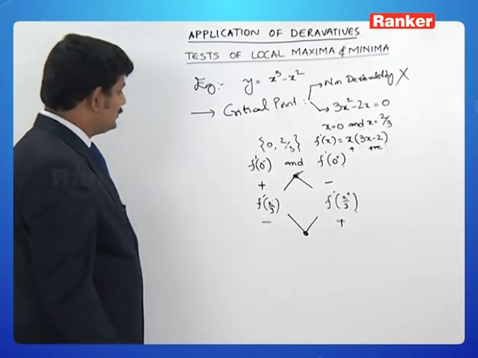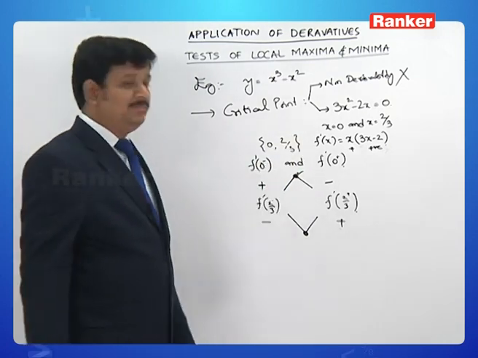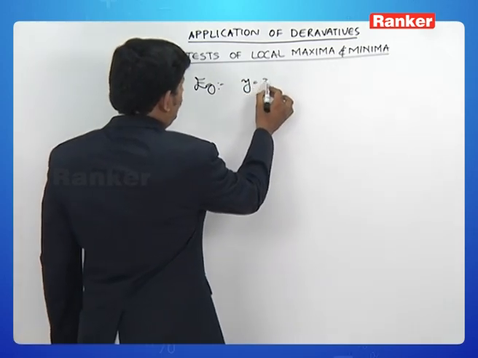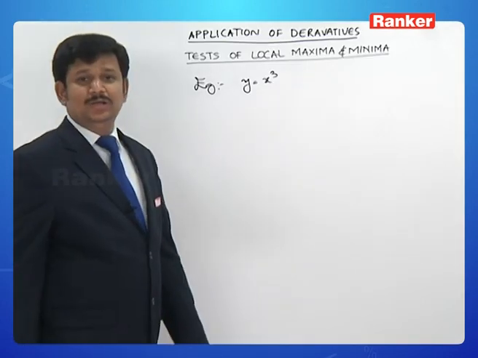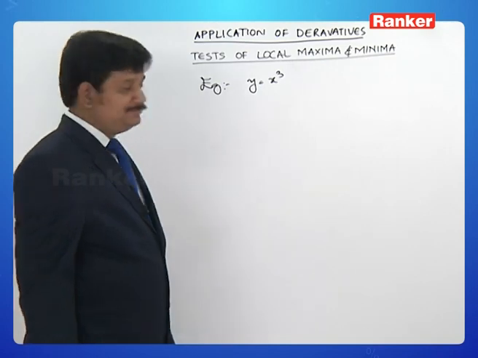So we have for this function local maximum at x equal to 0 and local minimum at x equal to 2 by 3. Let us investigate the function y is equal to x cube for points of local maxima and minima.